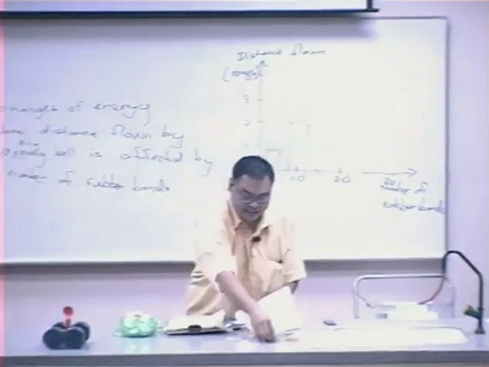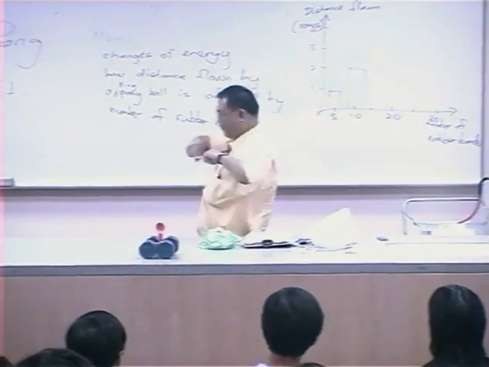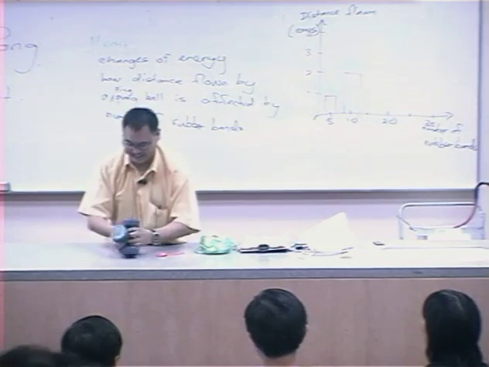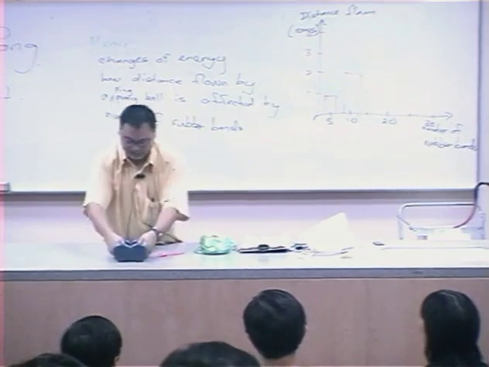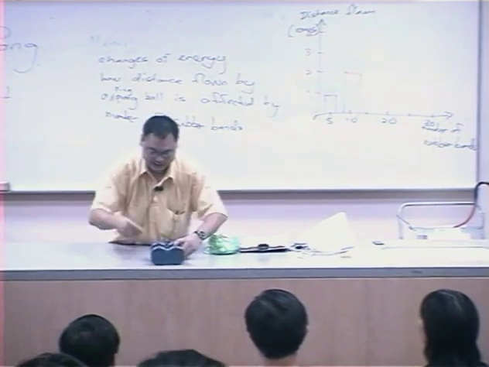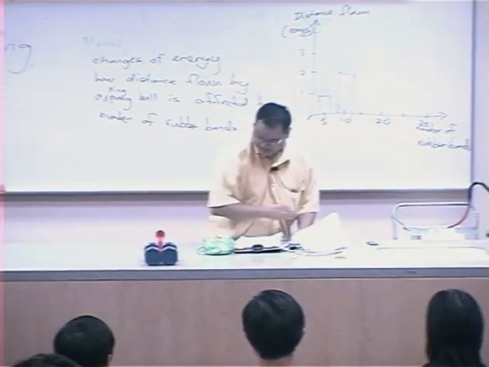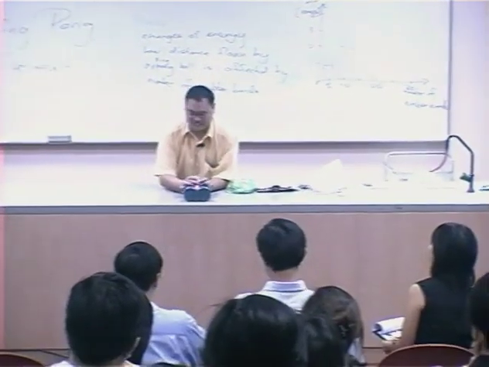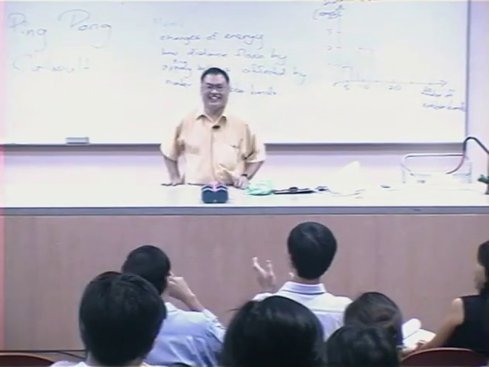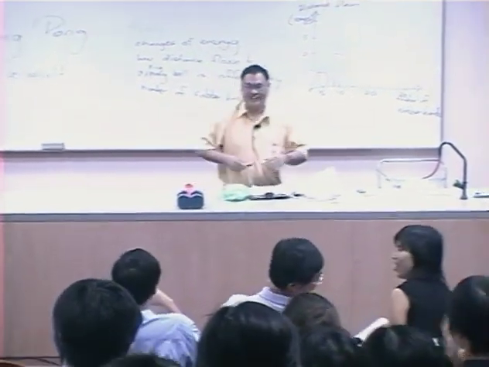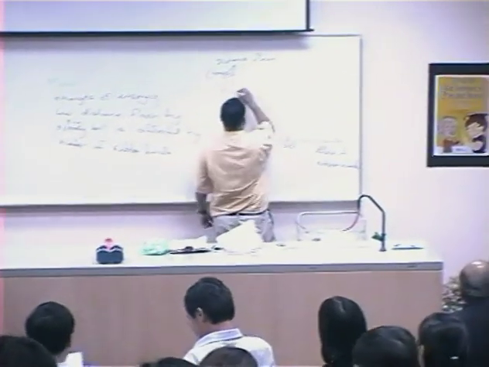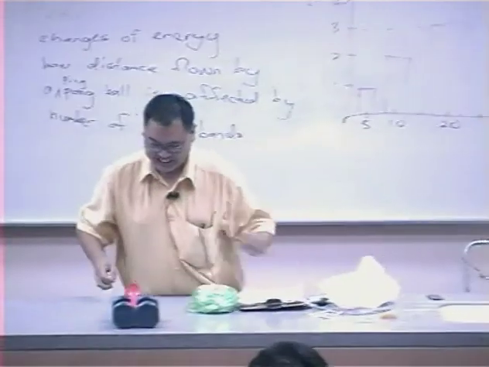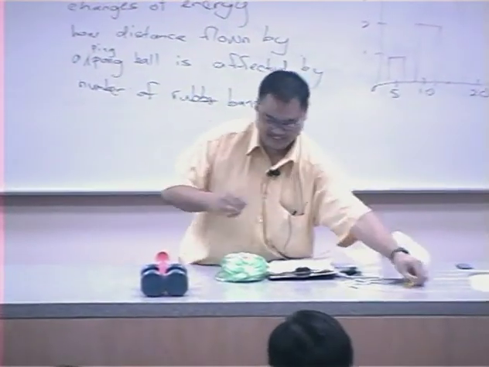So let's increase the number of rubber bands to 20. Again, I really have to work very fast. 20 rubber bands, same position. Catapult ready, ping pong ball. If you really need to shield yourself, please go ahead. That will be row 3. 20 rubber bands, so row 3. And 30 rubber bands now.